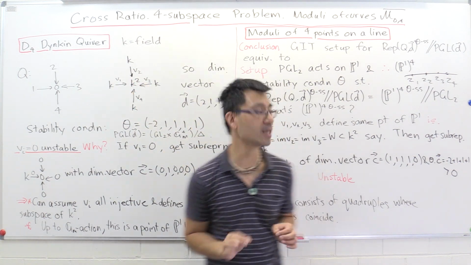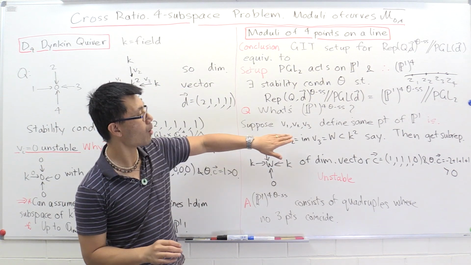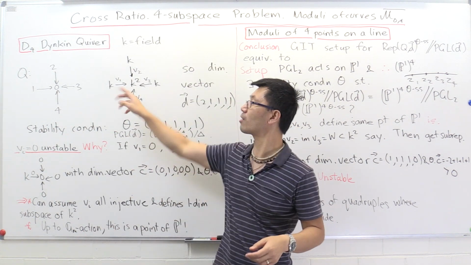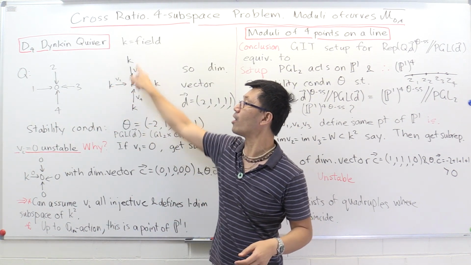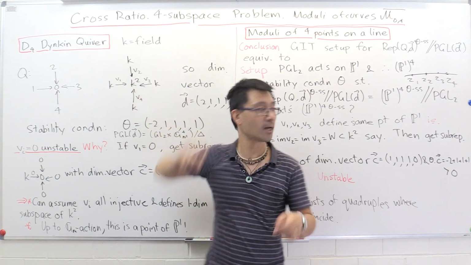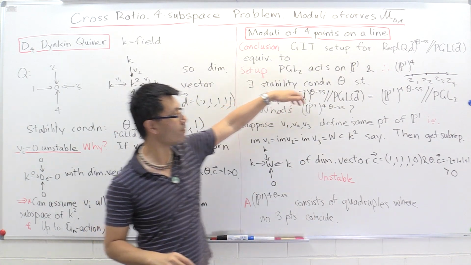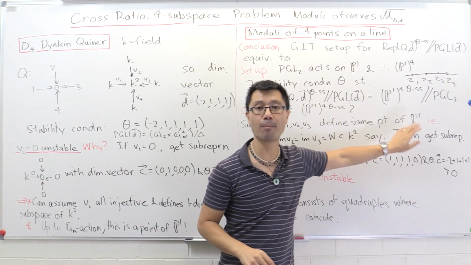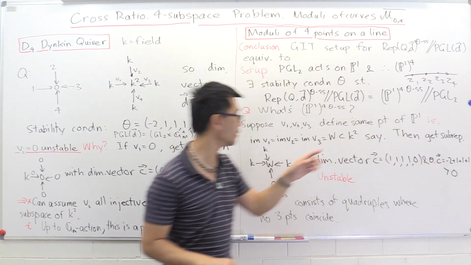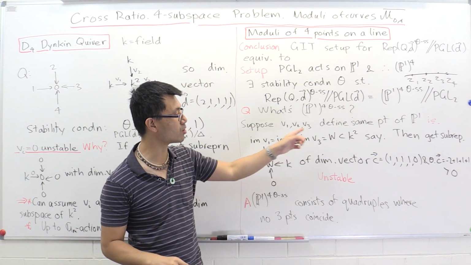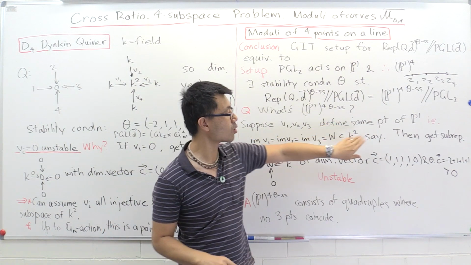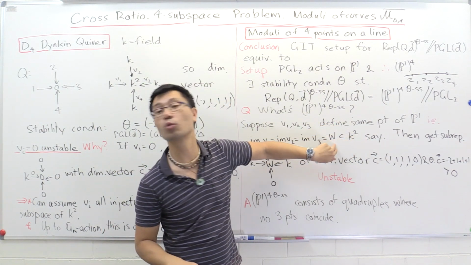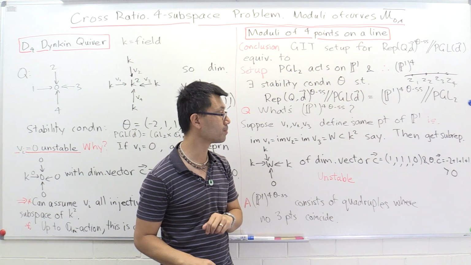Okay, so let's look at the key case. Suppose our V1, V2, V3, just the 3 of them, all have the same image. Suppose V1, V2, V3, in other words, define the same point of P^1. So the image of V1 equals the image of V2 equals the image of V3, and that's a one-dimensional subspace of K^2, and we'll call that one-dimensional subspace W.